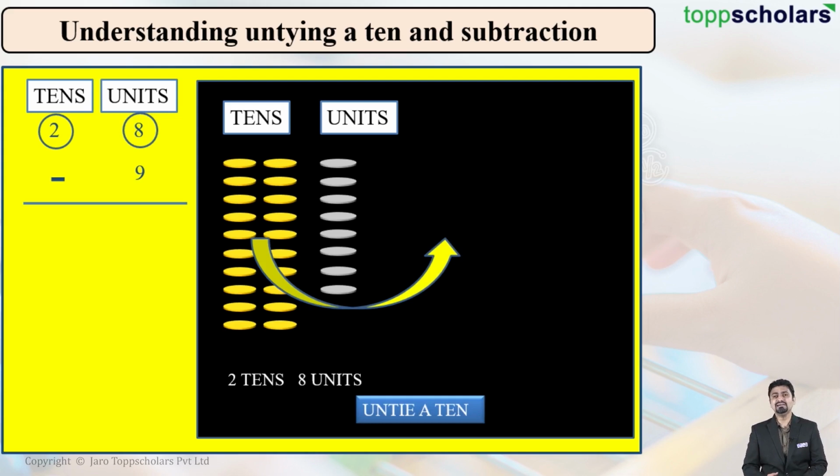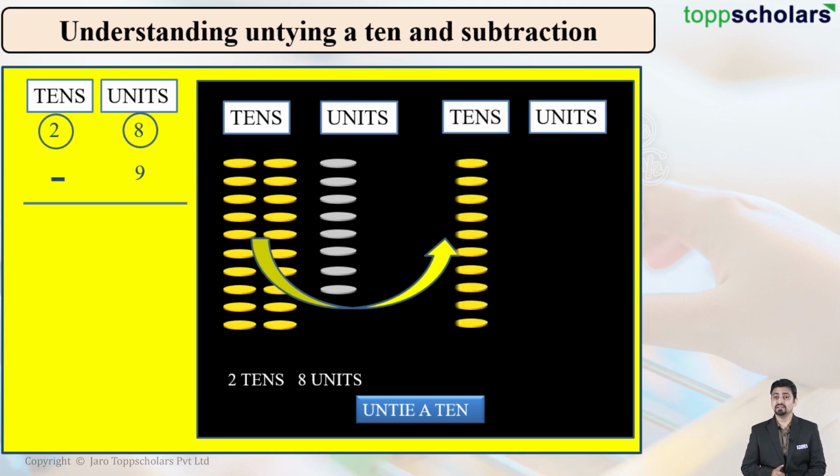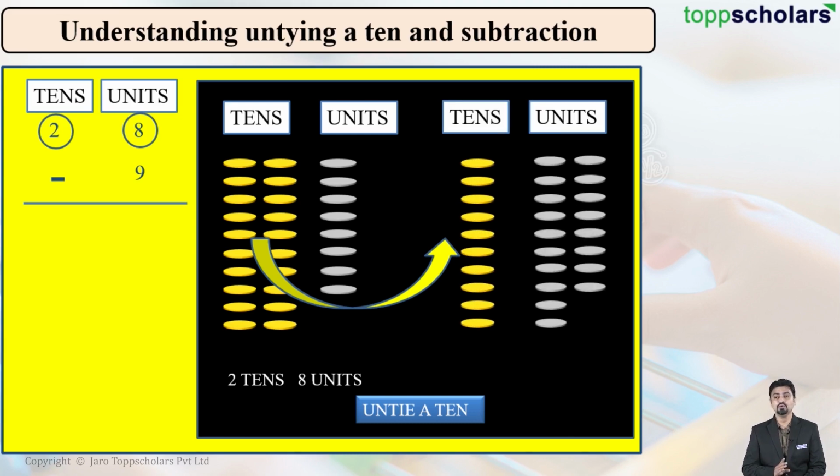If I am untying a 10, which means I will remove one 10 from the tens column. How many tens do I have? I have 2 tens. If I remove one single tens, how much will remain? 1 ten. So, under the tens column, only 1 ten will remain and one more 10 will move to the units column.